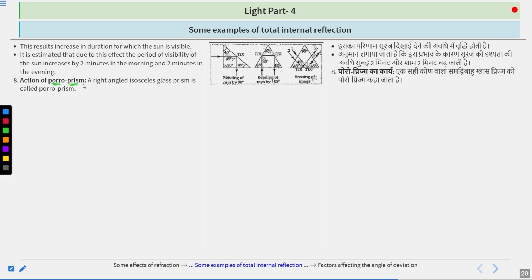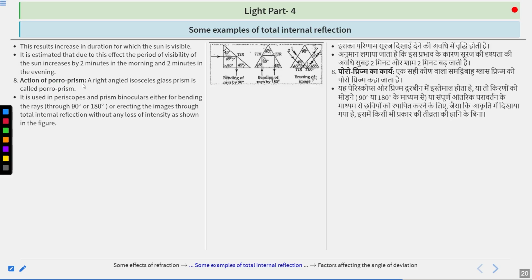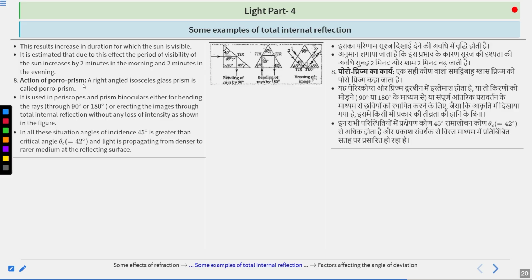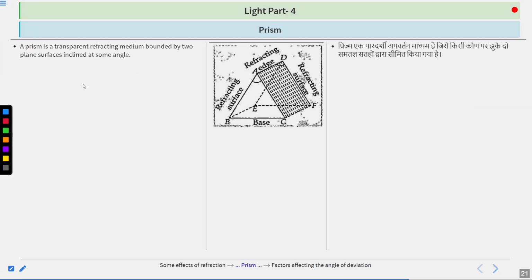A right angle isosceles glass prism is called the porro prism. It is used in periscopes and prism binoculars either for bending the rays through 90° or 180°, erecting the images through total internal reflection without any loss of intensity, as shown in the figure. In all these situations, the angle of incidence 45° is greater than the critical angle θc, which is equal to 42°. Light is propagating from a denser to a rarer medium at the reflecting surface.